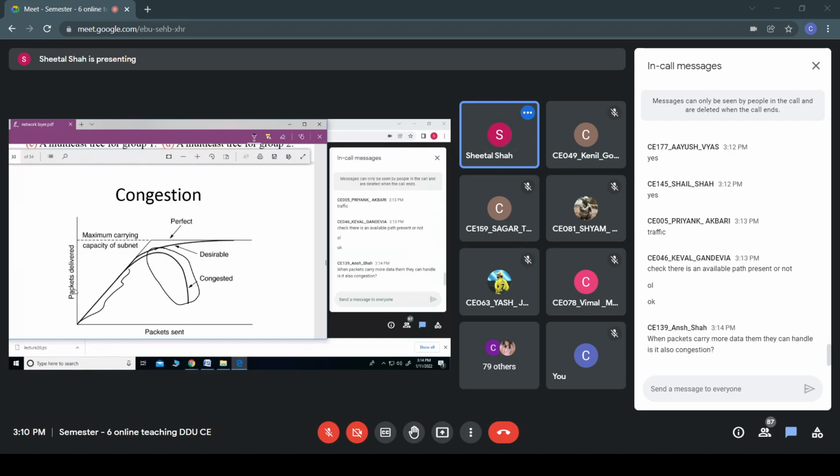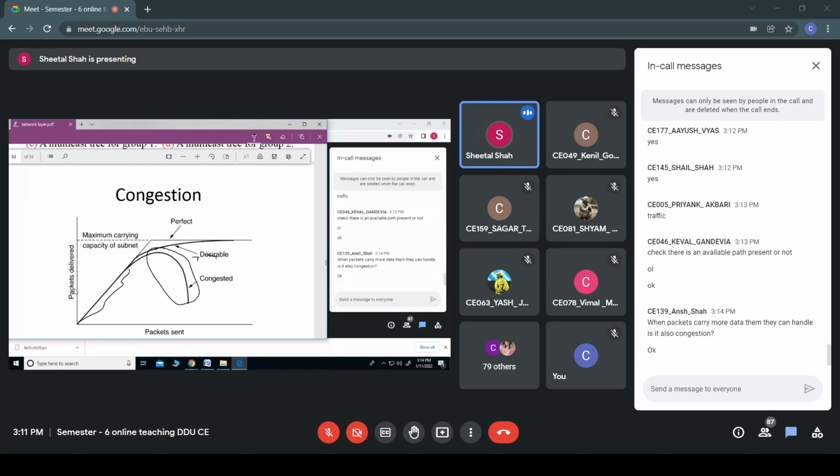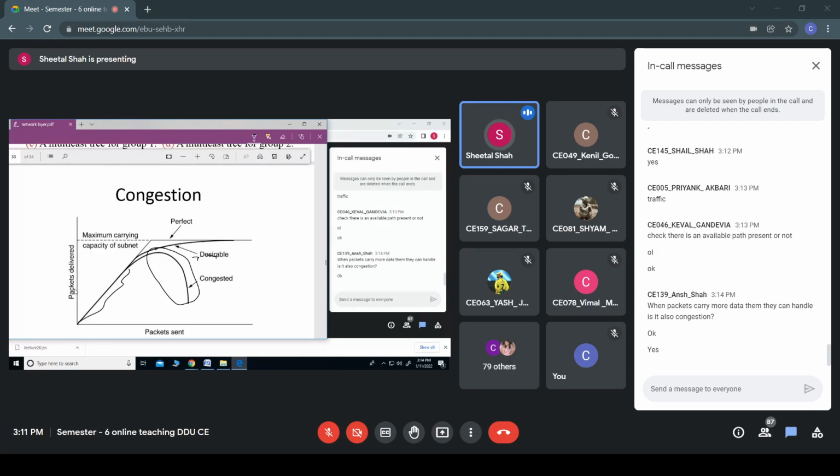Usually the packet size would be fixed. Now the number of packets may vary. Are you getting this? Packet size would be fixed, but the number of packets in the network may vary. If the count of packets is too much, then the network cannot handle it, so a congestion may occur.